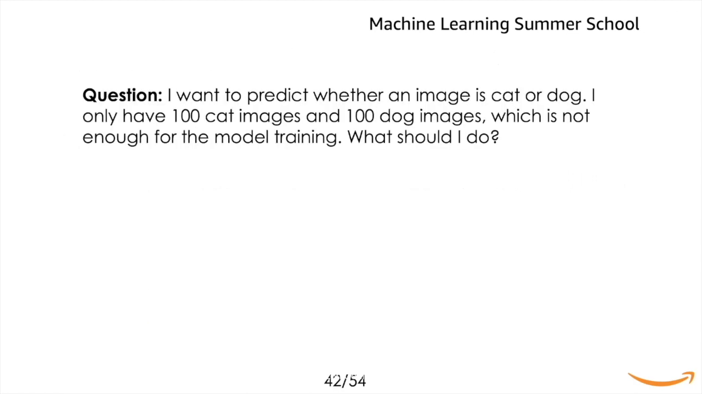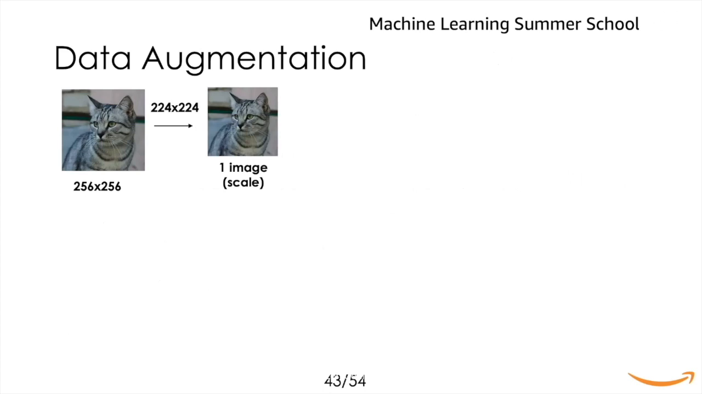So now let's quickly look at how to train CNNs. Suppose you have a small set of images which is not enough to train a model, say 100 cat images and 100 dog images, which is not enough for model training. What do you do? You can augment the data set. So data augmentation is a way of increasing the number of images you have in the training data.